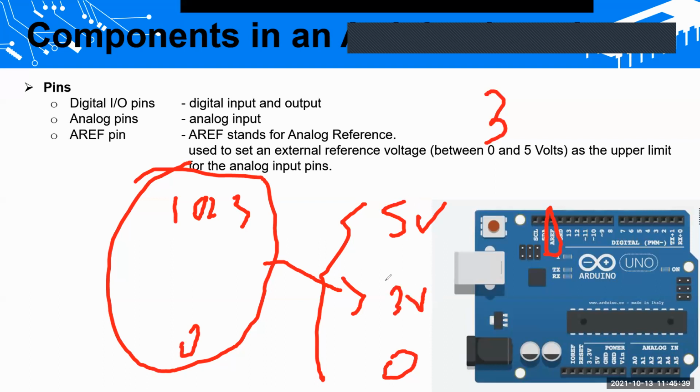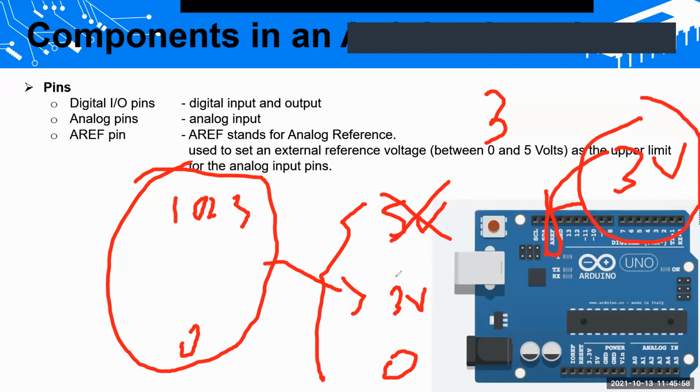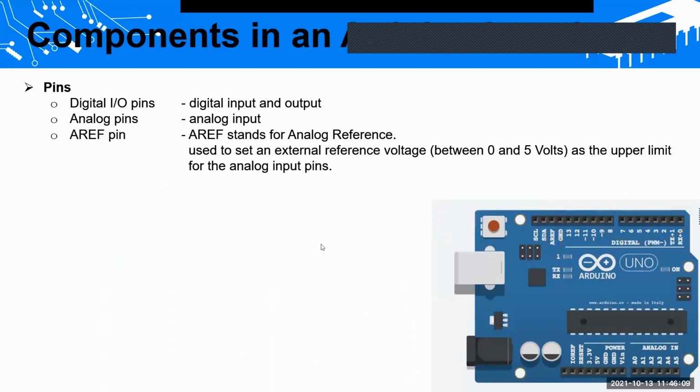So you can define the upper limit. If you're using this AREF pin and giving 3 voltage to that pin, it cuts out the default upper limit of the Arduino board, 5 volt. It takes the given 3 voltage as the upper limit. That is basically needed for certain scenarios. So these are the set of pins we have.